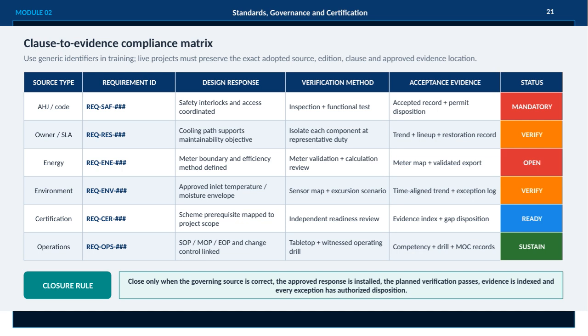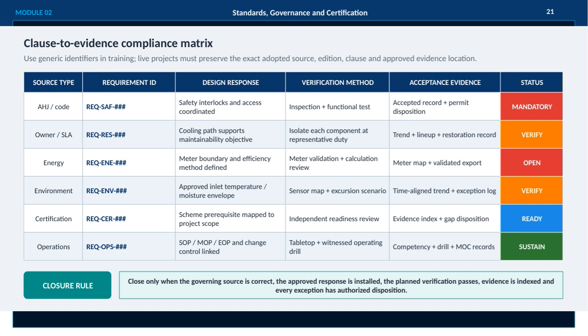A key point to remember is the closure rule. We only close a clause when the governing source is accurate, the approved response is installed, verification is successful, evidence is properly indexed, and all exceptions have been authorized. This rule guarantees that every compliance item is thoroughly addressed before it's considered complete. Overall, this matrix is an indispensable part of ensuring that our project meets all necessary standards and performs reliably throughout its life cycle.